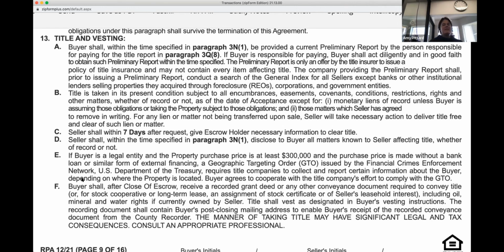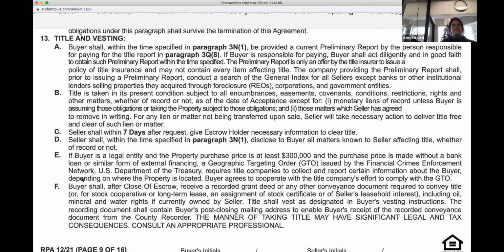Seller shall, within 7 days after request, give escrow holder necessary information to clear title. Seller shall, within the time specified in 3N1, disclose to buyer all matters known to seller affecting the title, whether of record or not, right? Any liens, encumbrances, mechanics liens, anything that might affect the title of the property, potential lawsuits, anything like that falls underneath that category.